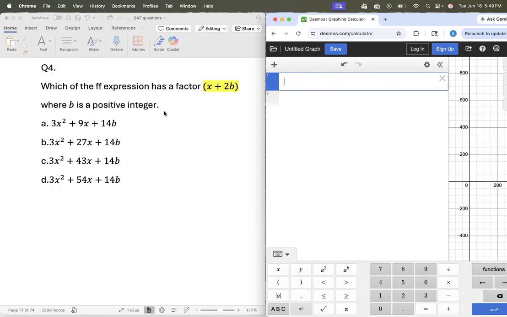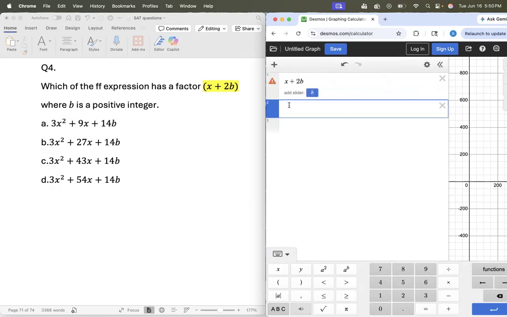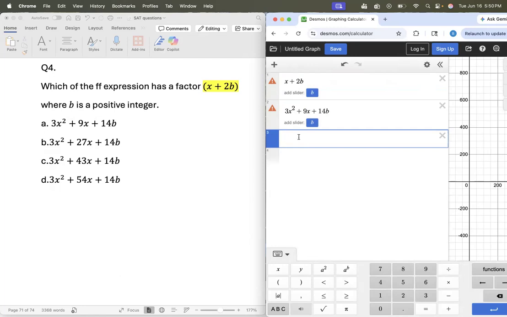Which of the following expressions is a factor of that? Where B is a positive integer. It has to be a positive integer. So this is a positive integer. Best way to do this is just plot all of them. I'll show you the trick. Don't worry about the slider. This is the first function. The second function is this. I'm plotting all of them as quickly as possible. There you can put the function in, making sure you put in the right information and double checking before you pick your answer.